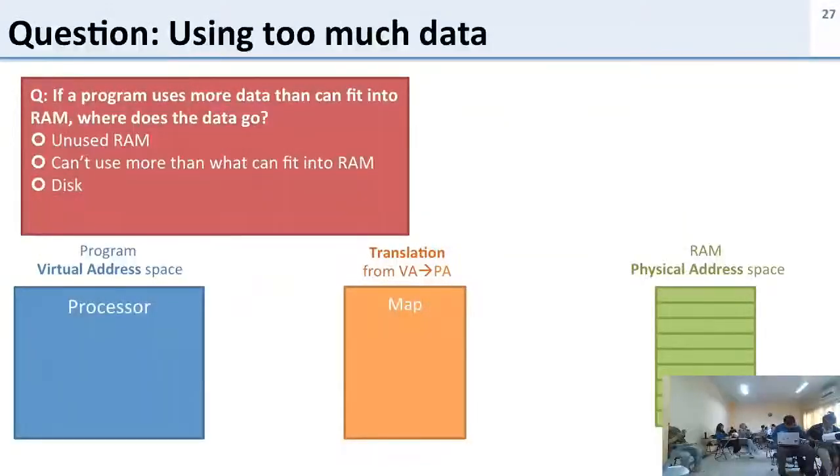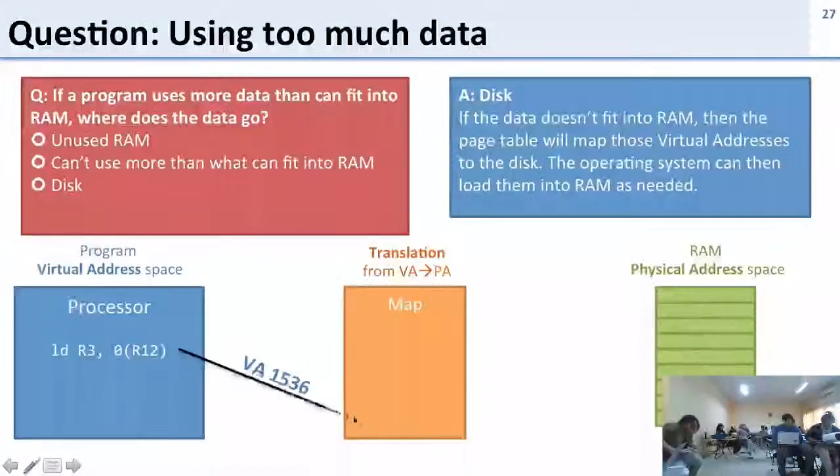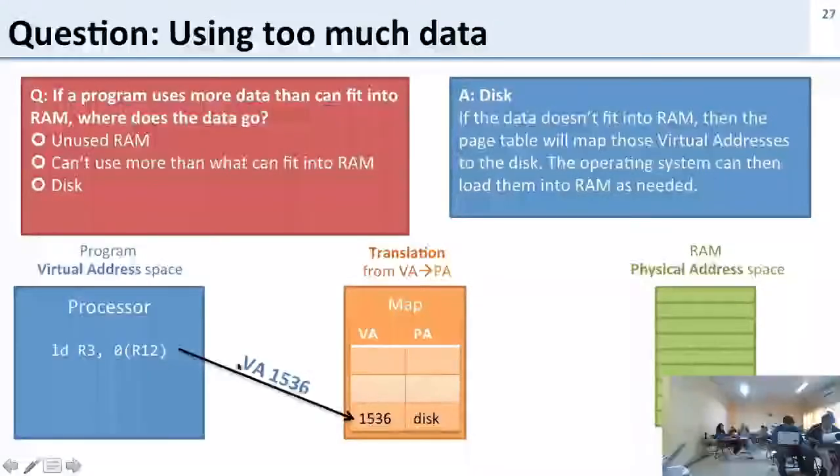So here's another question about using too much data. If a program uses more data than can fit into RAM, where does the data go? Well, it's going to go to disk. If it doesn't fit into the memory, we're going to use virtual memory to map it to disk. So here's a load. This load's going into our table, and we didn't have enough space in physical memory for this virtual address. The translation table, the map here, will tell us that it's on disk, and so we can put the data on disk if it doesn't fit into memory.